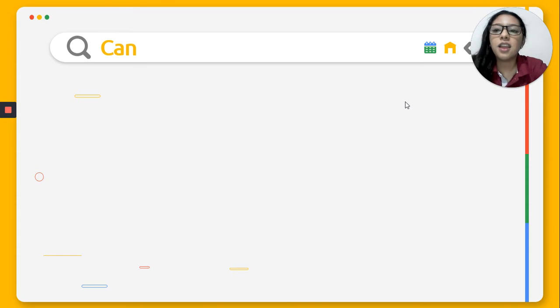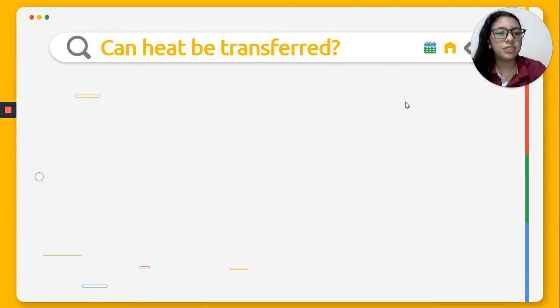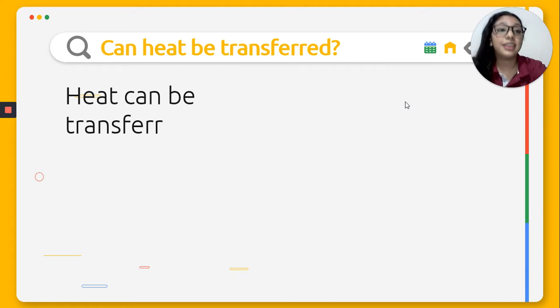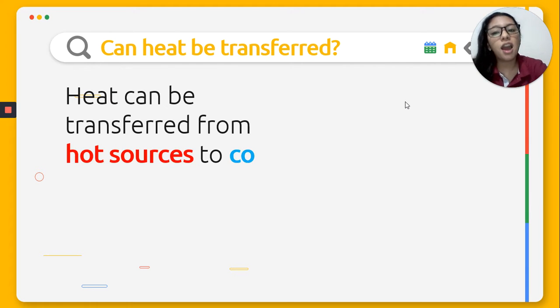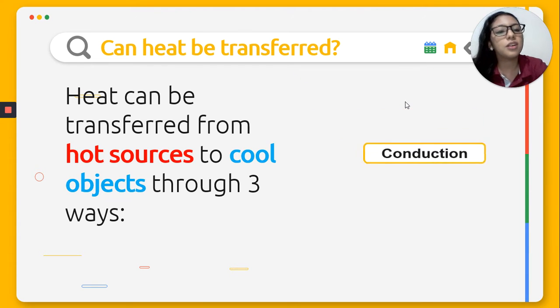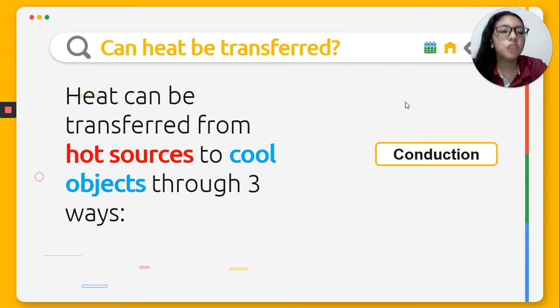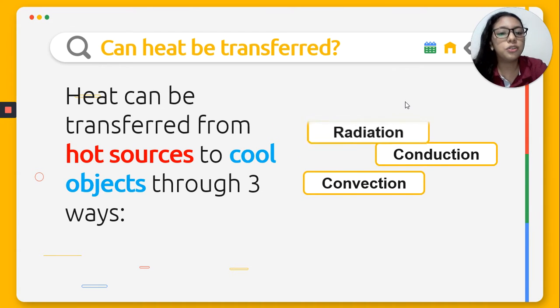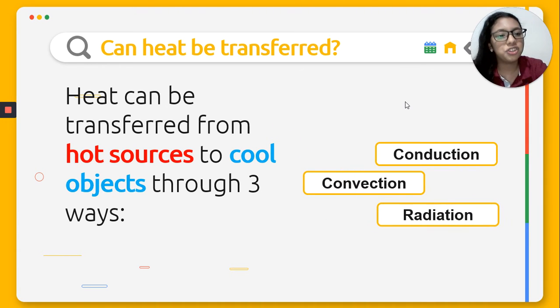So, can heat really be transferred? Let's answer this. Heat can be transferred from hot sources to cool objects in three different ways. The first one is called conduction. I'm gonna talk about that further. The second one is called convection. And the third one is called radiation.